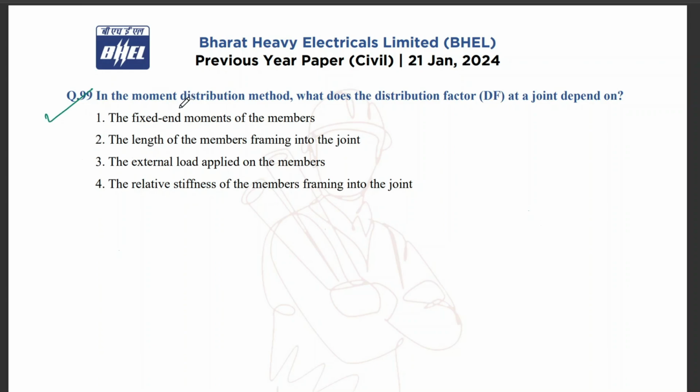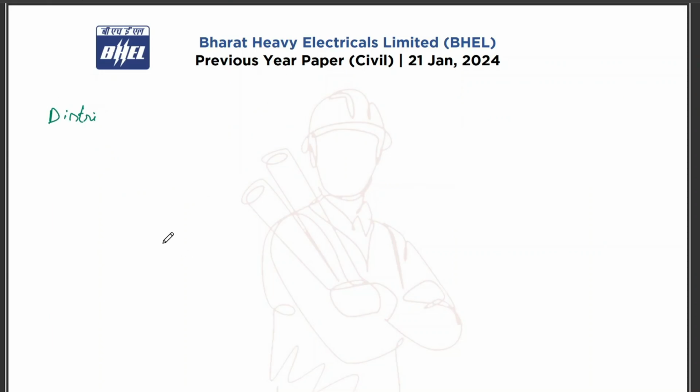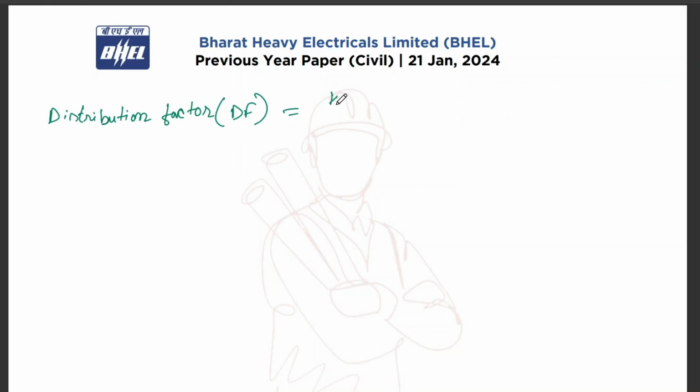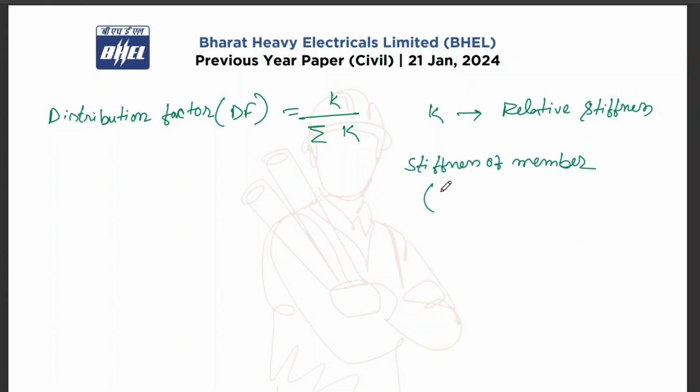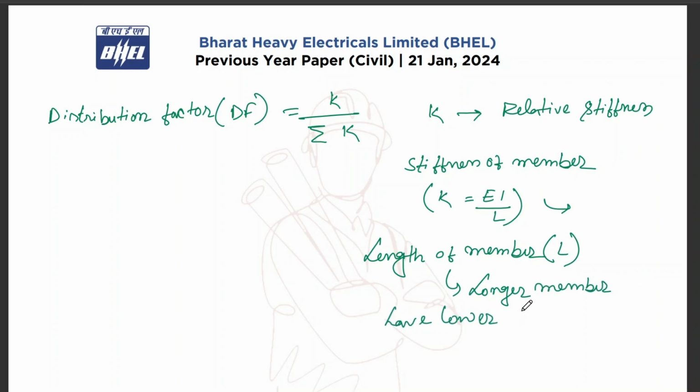So here is question number 99. In the moment distribution method, what does the distribution factor DF at the joint depend on? So let's take a page and learn in detail. The distribution factor DF equals K divided by the summation of K. Here K is the relative stiffness of each member connected to the joint, and the stiffness of a member K equals EI by L. Higher stiffness attracts more moment, and regarding the length of the member L, a longer member has lower stiffness.